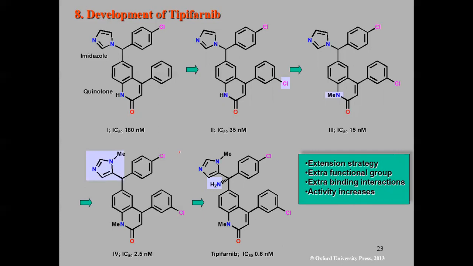Extension strategy means that we added some groups. Okay, not we, I mean other scientists. They added groups to the molecule. That's why we call it extension strategy. This added an extra functional group. This results in extra binding interaction and increased activity. So we go from 180 nanomolar to 0.6 nanomolar, the IC50 for tipifarnib.